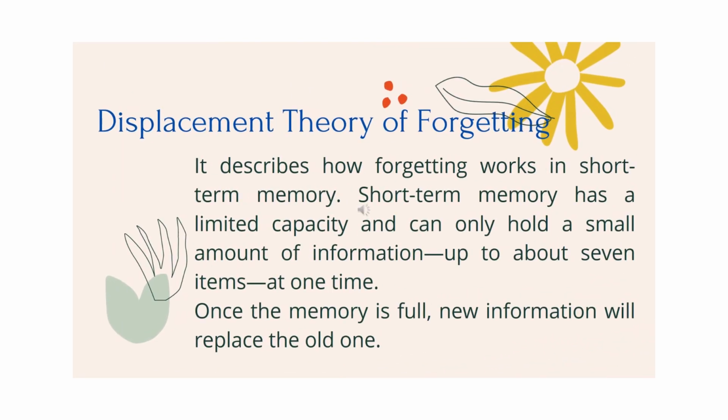First is the displacement theory of forgetting. Displacement theory describes how forgetting works in short-term memory. According to Shiffrin and Atkinson's model of memory, short-term memory has a limited capacity and can only hold a small amount of information, up to about 7 items at one time. Short-term memory is the capacity of our mind for holding a small amount of information in an active or readily available state for a short period of time. For example, our parent or sibling asks us to buy load.